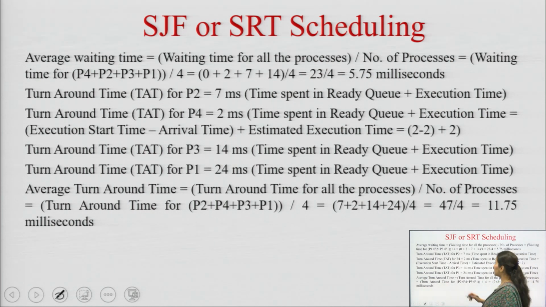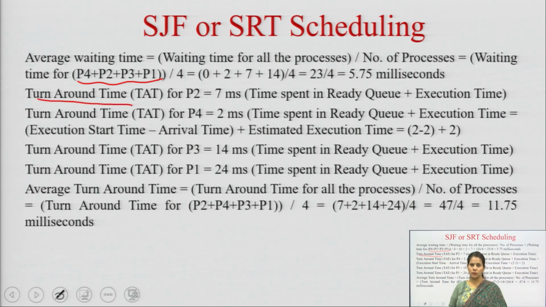So, the average waiting time can be found by adding all the waiting times for all the processes and dividing by 4, since there are 4 processes in total. Now, we come to the turnaround time. Turnaround time means the total waiting time plus the total execution time.